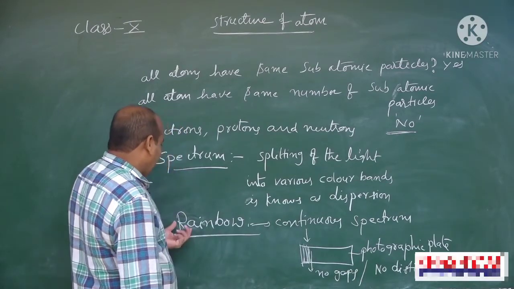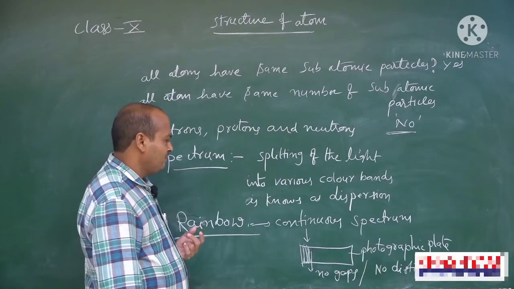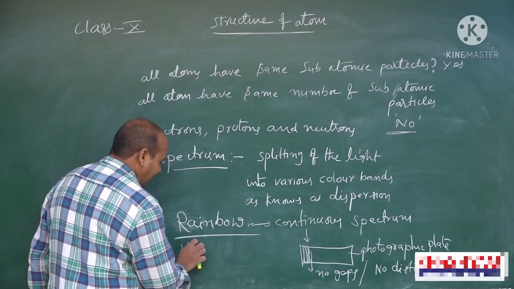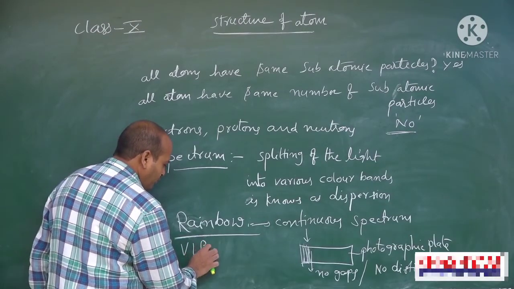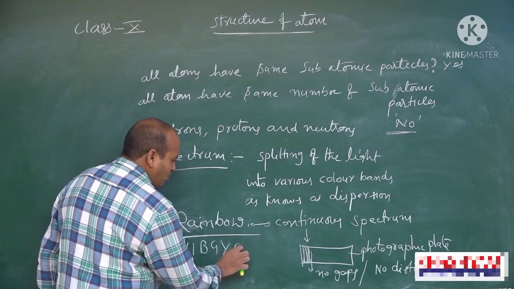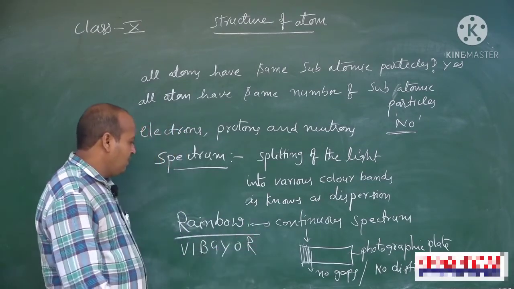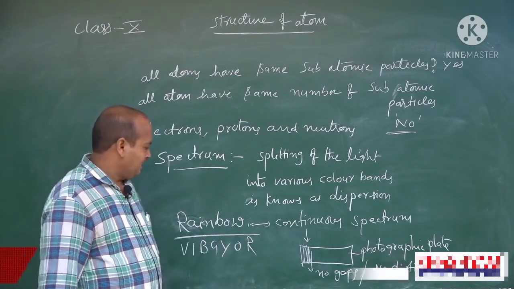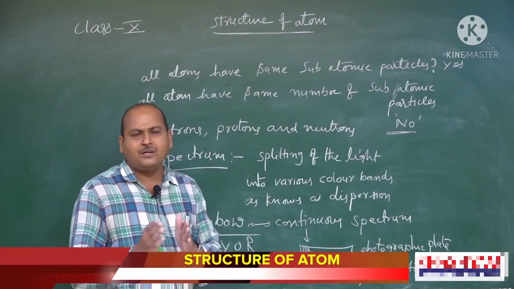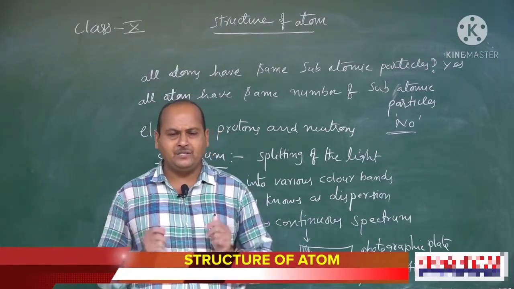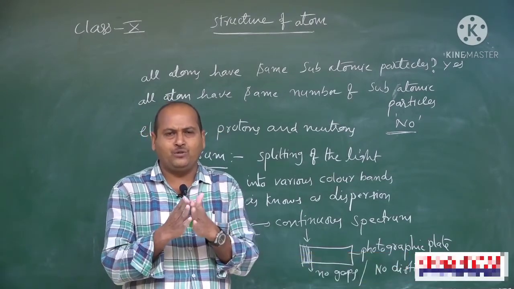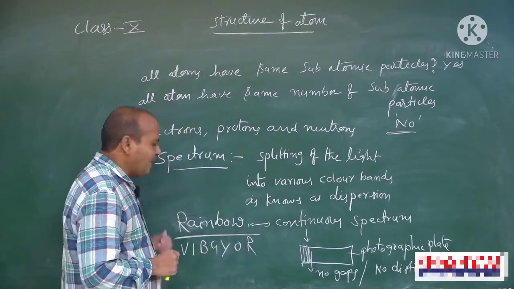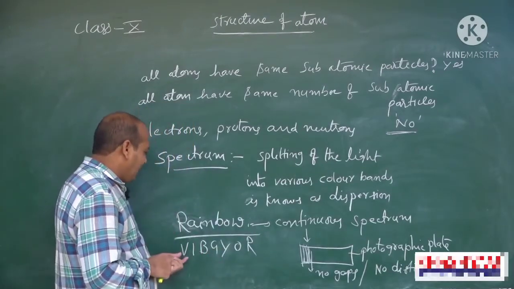A rainbow has 7 colors: violet, indigo, blue, green, yellow, orange and red. These colors do not separate from one another; all are merged together. There is no distinct separation and no gap between them. So this is a continuous spectrum, from violet to red.